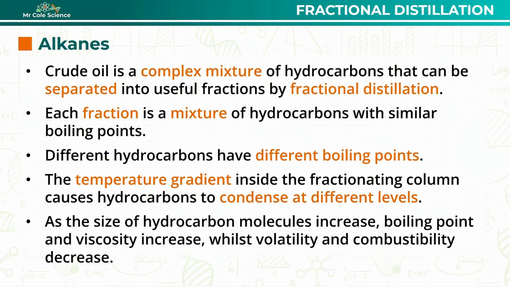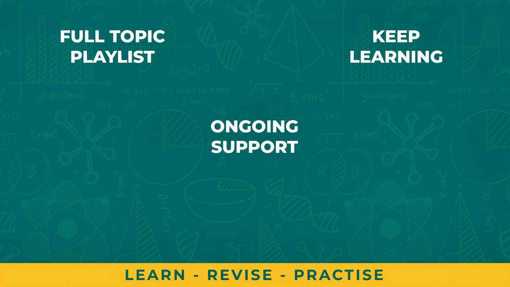In terms of trends, as the size of the molecules in each fraction increases, so too do the boiling points and viscosity. However, volatility and combustibility decrease. As such, not every fraction produced from crude oil is equally useful. Some of the fractions containing larger hydrocarbon molecules are produced in much greater quantities than what is needed to meet demand, whilst the more useful shorter chains aren't. And this leads us onto the process of cracking, which we'll be covering in detail in the next video.